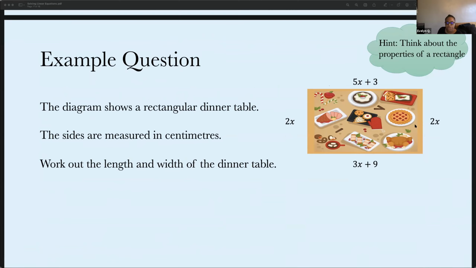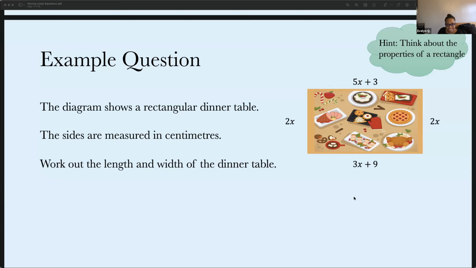The diagram shows a rectangular dinner table, and the sides are measured in centimeters. Work out the length and width of the dinner table. So we've got this dinner table, and they've given us 5x plus 3 on one side, 3x plus 9 on the other, and then the width, 2x. The hint that I've given you is to think about the properties of a rectangle. Because they're asking to work out the length and the width, what they really want is actual numbers, not in terms of x. So have a go at solving it.